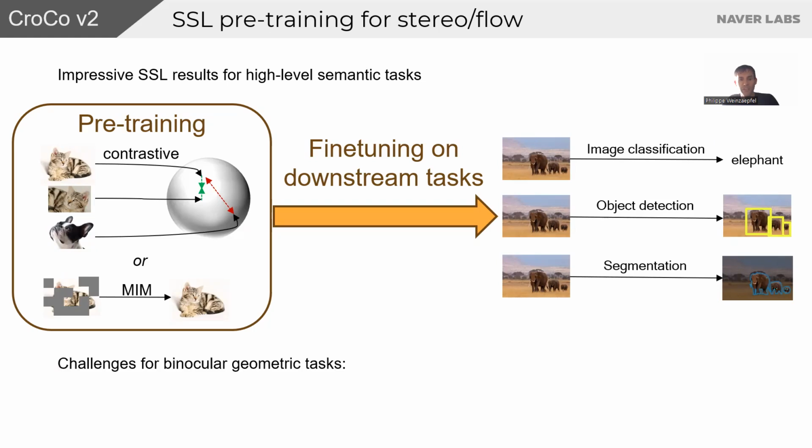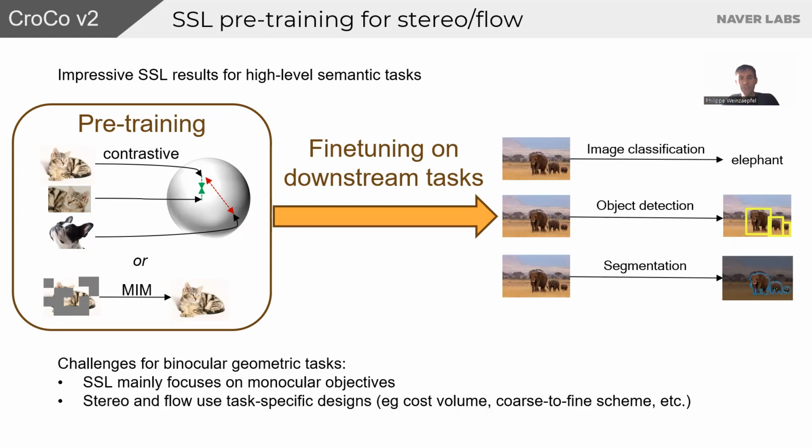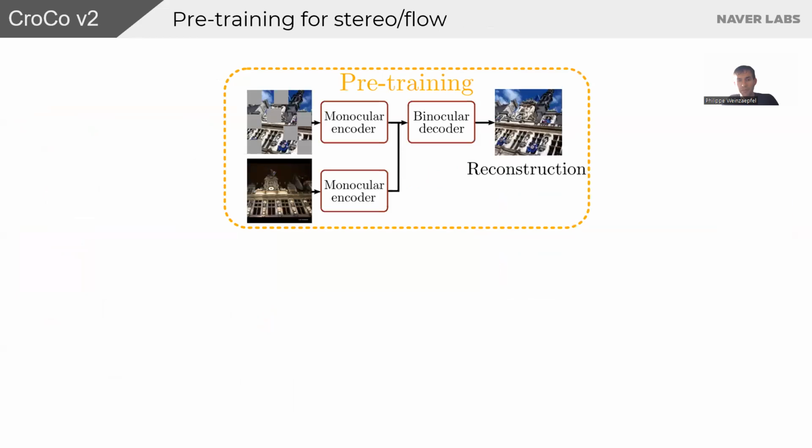In this paper, we study whether self-supervised learning can provide benefit for dense matching tasks like stereo or flow. There are several challenges. First, most self-supervised learning objectives are monocular, while these tasks are binocular. Second, state-of-the-art stereo and flow methods leverage task-specific designs, such as coarse volumes. They are too heavy and thus require additional tricks, like coarse-to-fine schemes. These task-specific designs hinder the applicability of task-agnostic training.